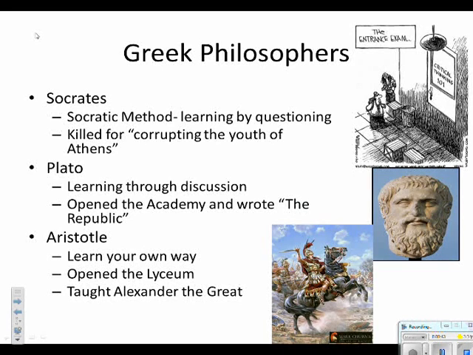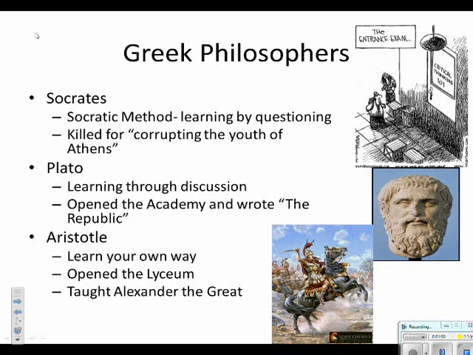He was more learning through discussion. Let's talk about it. He's going to open a school called an academy, and he's going to write a book called The Republic that gives his ideas on government. And finally, the last is going to be Aristotle. Aristotle was more of a learn-your-own-way type. Just kind of use whatever learning style works best for you.